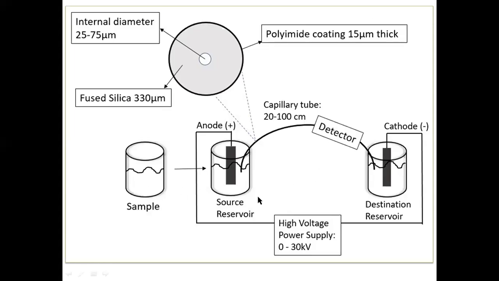So in those cases, the anode can be directly immersed into the sample reservoir. The sample reservoir, source reservoir and anode are interconnected. One terminal of the capillary tube is immersed into the source reservoir, and the other terminal is immersed into the destination reservoir. In between the source reservoir and the destination reservoir, there is a detector. This detector will function with respect to the migration of the solute molecules after the electric field is initiated. So this is how the capillary electrophoretic separation is done by means of a capillary tube.